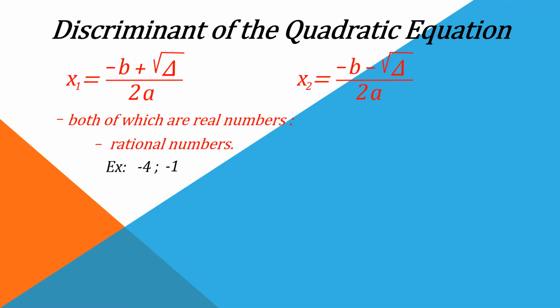Rational numbers are, for example, negative 4, negative 1, 2, or 5. These are examples of rational numbers. What about irrational numbers? Examples of irrational numbers are negative 1.2, the square root of 2, square root of 5, or cube root of 5.